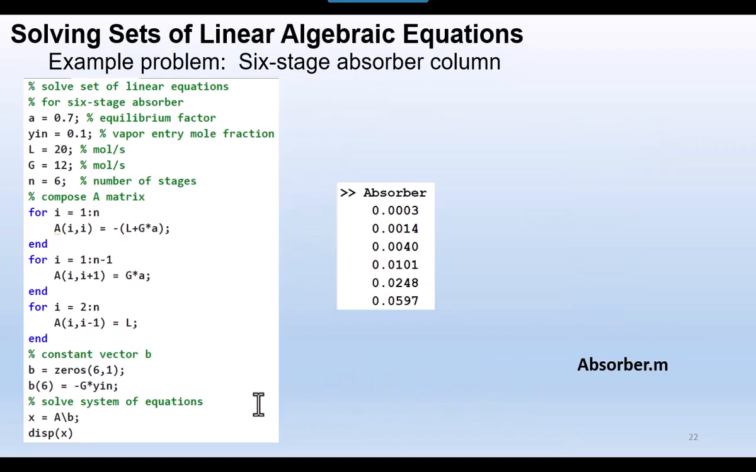This is the setup of our equations. And you'll notice the technique we used here in order to specify the diagonals of the A matrix. This is very typical when you're looking at staged operations like absorption and distillation, because you have an A matrix which has zeros away from the diagonal band, right?